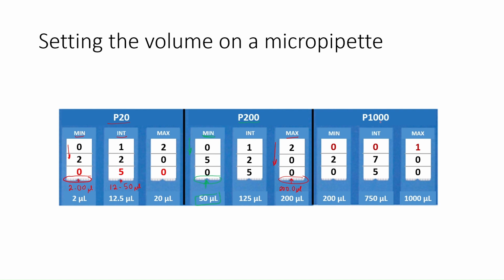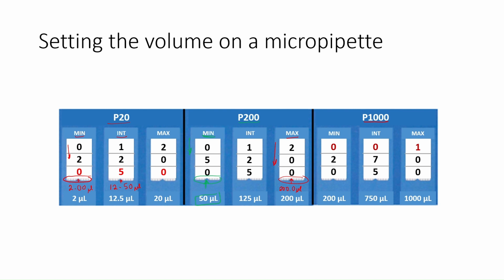So lastly, we have the P1000 pipette. So here there's also a red digit, but instead of being at the end of the numbers as you go down, it's actually at the beginning. And this is also telling us a sort of change in decimal place.